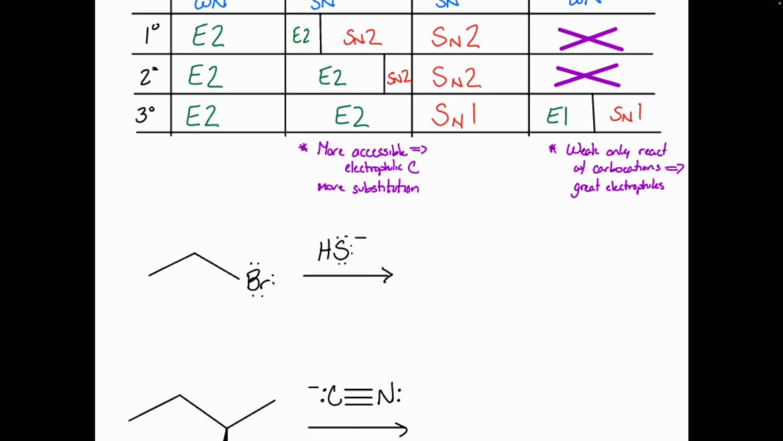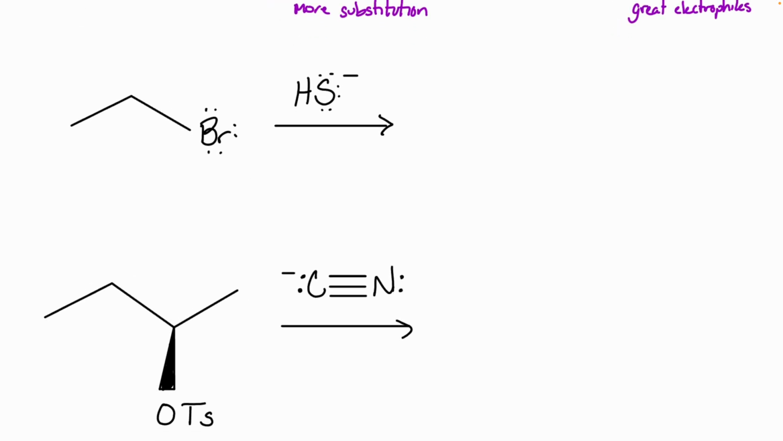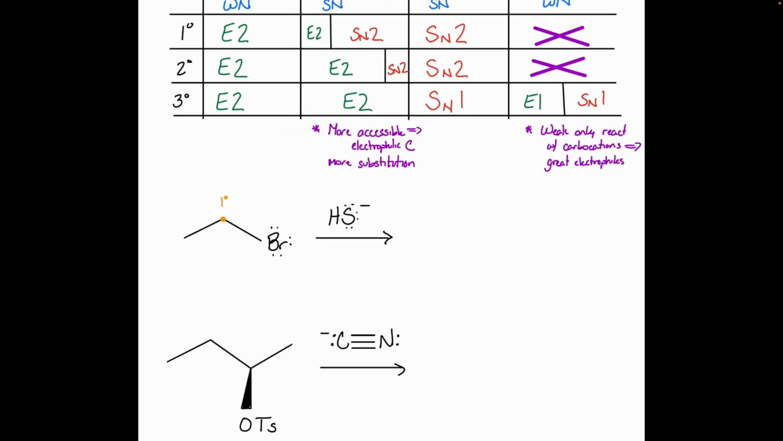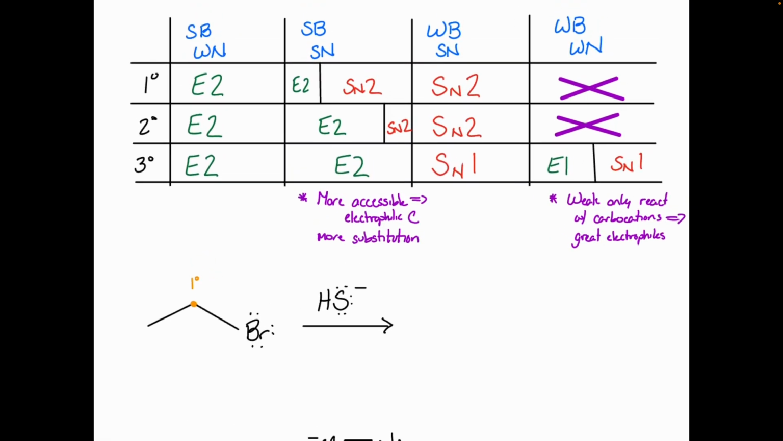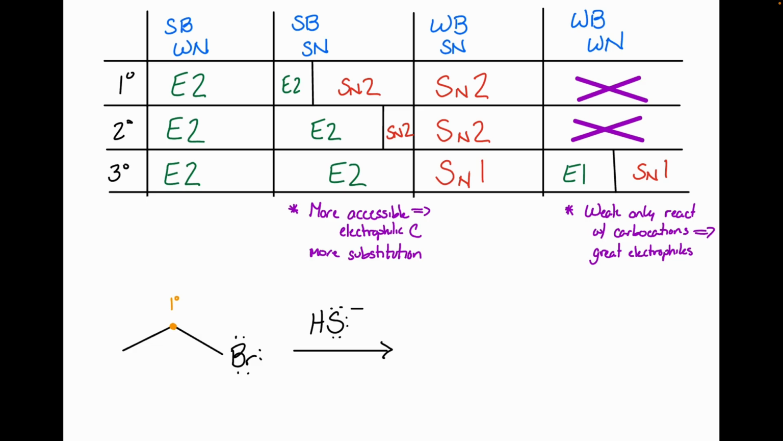We've got to go through here and classify our alkyl halides as being either primary, secondary, or tertiary. In this case, we have a primary alkyl halide. Maybe a little bit trickier, we have to classify our reagent as being either a strong or weak base and a strong or weak nucleophile. So this hydrogen sulfide ion, which category is it? It's a weak base, but a strong nucleophile.